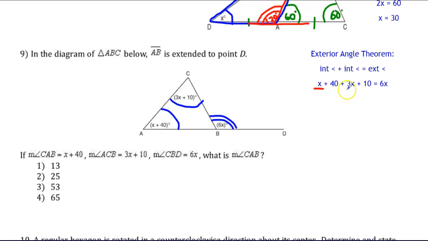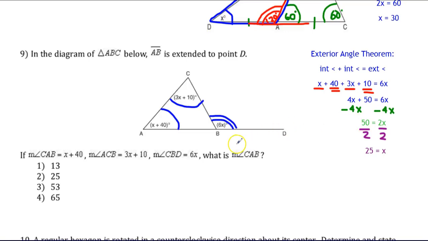Now I'll combine my like terms on the left-hand side. I'm going to get x plus 3x, which is 4x, and 40 plus 10, which is 50. That should be equal to 6x. I'm now going to try to get all the x's on one side and all the constants on the other side. So I'll subtract 4x from both sides, and I'm going to end up with 2x on the right-hand side and 50 on the left. And then I'm going to divide both sides by 2, and I should get x is equal to 25.